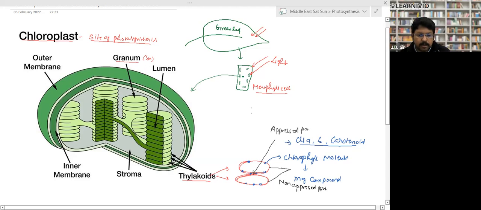In these appressed parts, the water molecule breaks down when the light falls. And when the water molecule breaks down, 4 hydrogen ions are liberated. Then an oxygen molecule is liberated, as well as 4 electrons. So the water breaks down at the appressed part of the thylakoid. Is it clear? Yes. Clear?